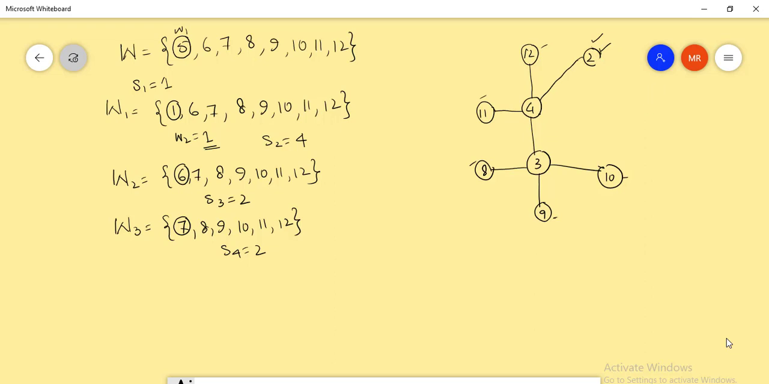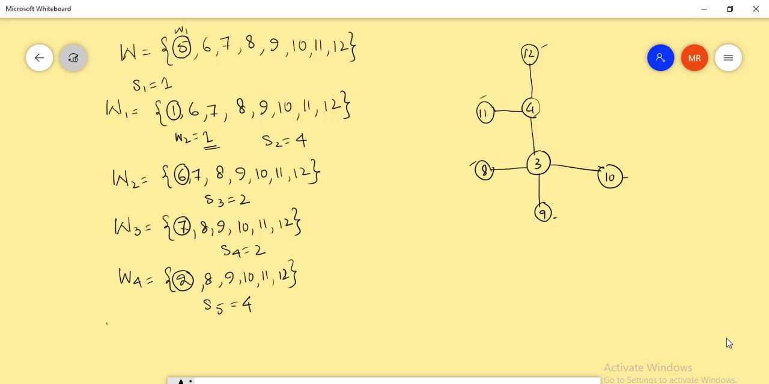And now we have this set W4 of terminal vertices is 2, because now 2 becomes a terminal vertex. So 2, 8, 9, 10, 11, and 12. So we find the label of the unique vertex adjacent to vertex 2, and the label of the unique vertex adjacent to vertex 2 is 4. So S5 is 4. And we delete this vertex 2 from the tree T.